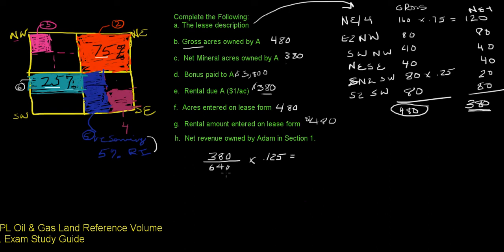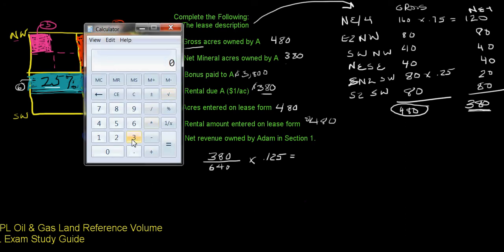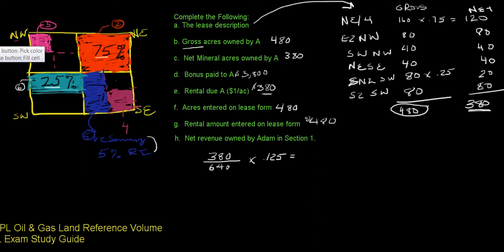So that means this person's net revenue interest is going to be 380, the net acres, divided by 640, the total acres in the unit, times their royalty payment, excuse me, of 0.125. And that means their interest is going to be 0.07421875. That's correct. Okay. Now, is that the end of the inquiry?